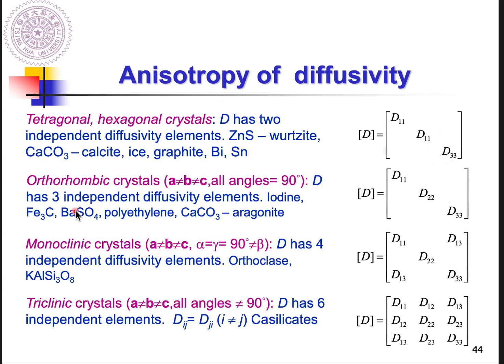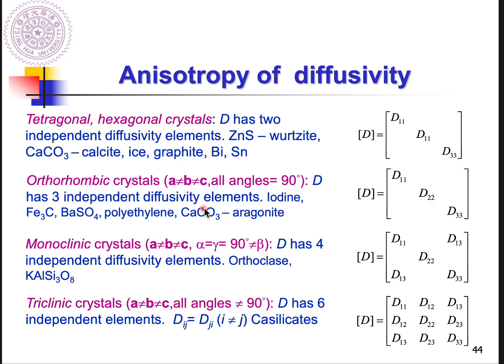Use the same idea for the orthorhombic structure. The angles are all 90s, but a not equal to b, not equal to c. So you get 3 different diffusivities along different axes, but the rest equal 0. For monoclinic structures, a not equal to b, not equal to c, and alpha equals gamma equals 90 degrees, but not equal to beta, so we have this value for D13. Okay, so you don't need to memorize all this.